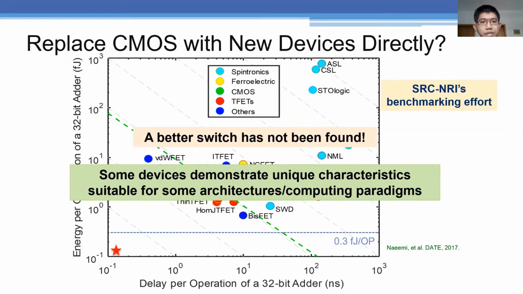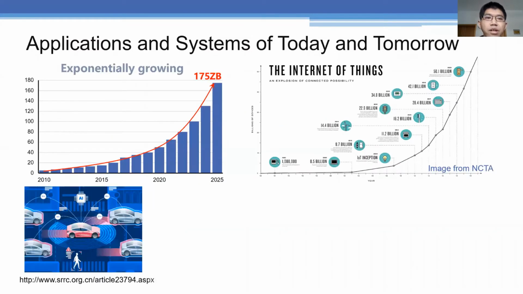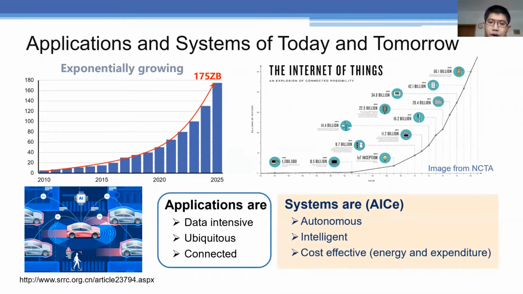So what kind of new devices and new architectures are needed to accommodate the properties of our future application systems? In the era of artificial intelligence and the Internet of Things, the amount of data has been growing exponentially, and the number of devices we deploy around us has also grown exponentially. So for today's and tomorrow's application systems, we demand that all the applications are data intensive, ubiquitous, and connected, while the systems are autonomous, intelligent, and cost effective.